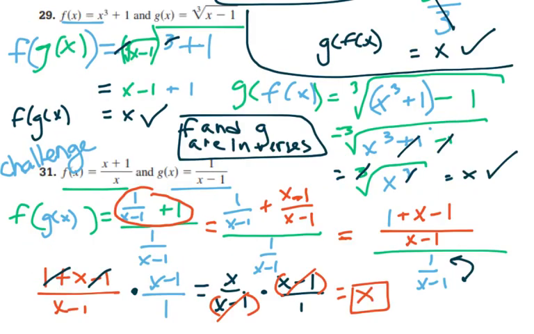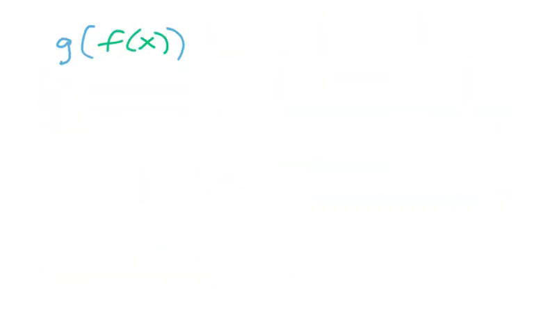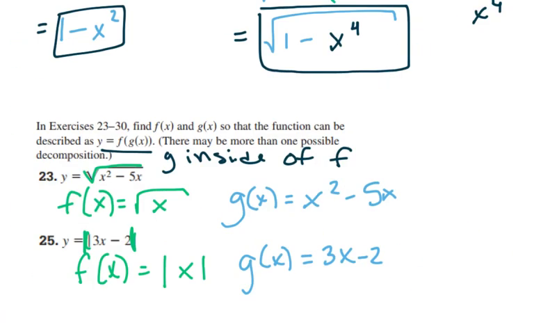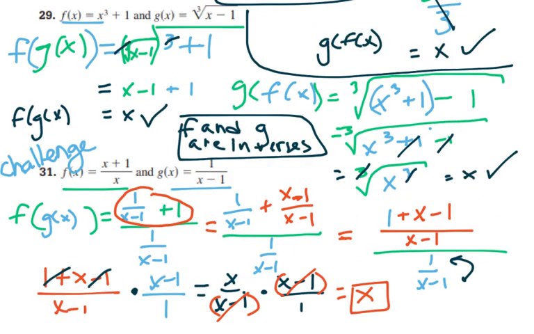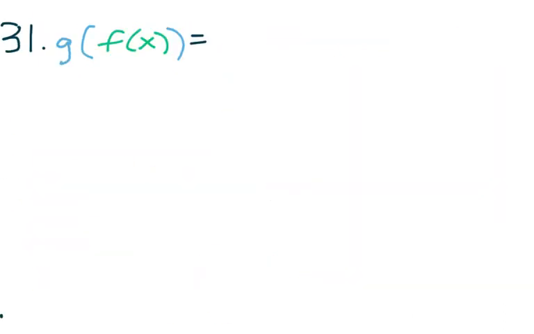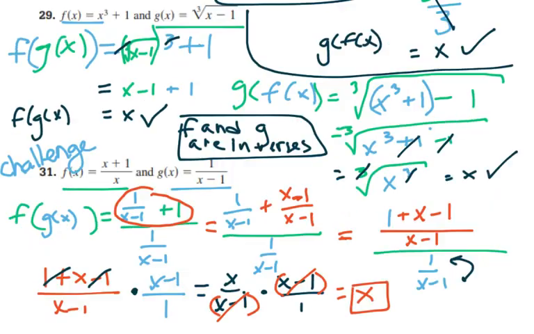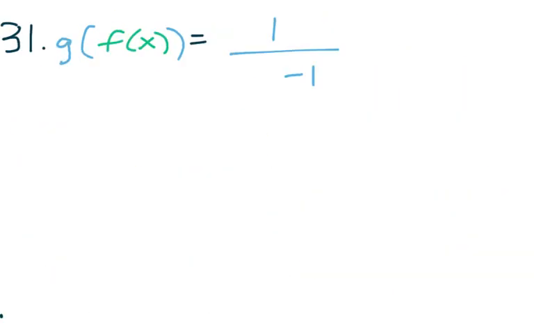And we are on problem number 31. And so in order to set this up, I'm going to put the outside equation of the blue one, which is g, and g is 1 over x minus 1. And then instead of the x, I'm going to put the f of x equation, which is x plus 1 over x.